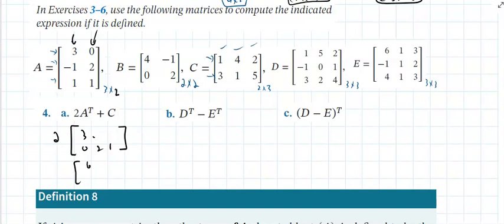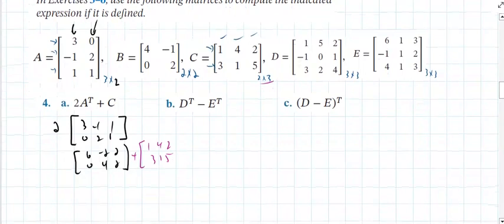That is 3, negative 1, 1. If you multiply by 2, that becomes 6, negative 2, 2, 0, 4, 2. And I'm going to add that to C. C happened to be 1, 4, 2, 3, 1, 5. Need more space. Let's get more space.